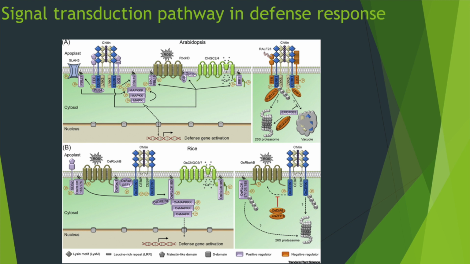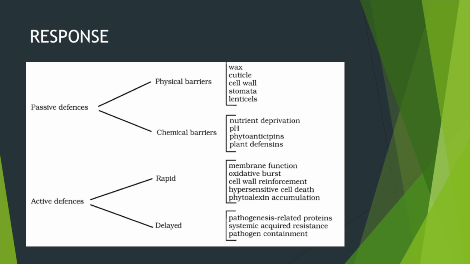In the defense response, the fungal cell wall has chitin. If chitin is inducing the signaling, it will induce the production of defense responsive genes, and these genes will in turn give tolerance to the infection. So what are the different types of responses? You can say that the plant has two types of defenses broadly: passive defense mechanisms and active defense mechanisms. Passive defense mechanisms can again be divided into two: physical barriers as well as chemical barriers.